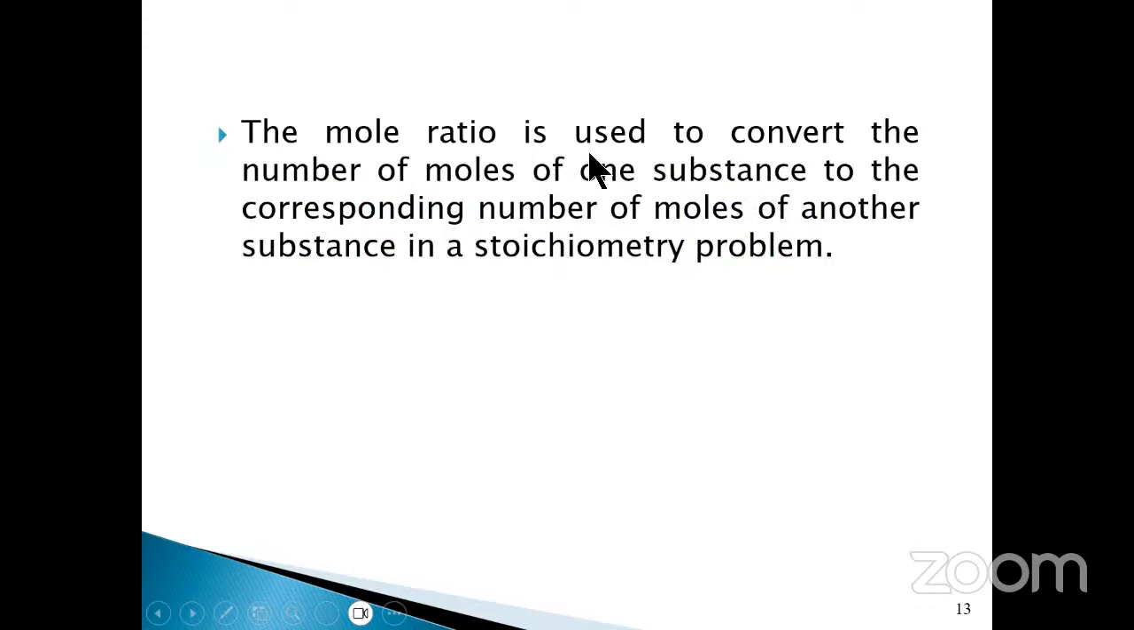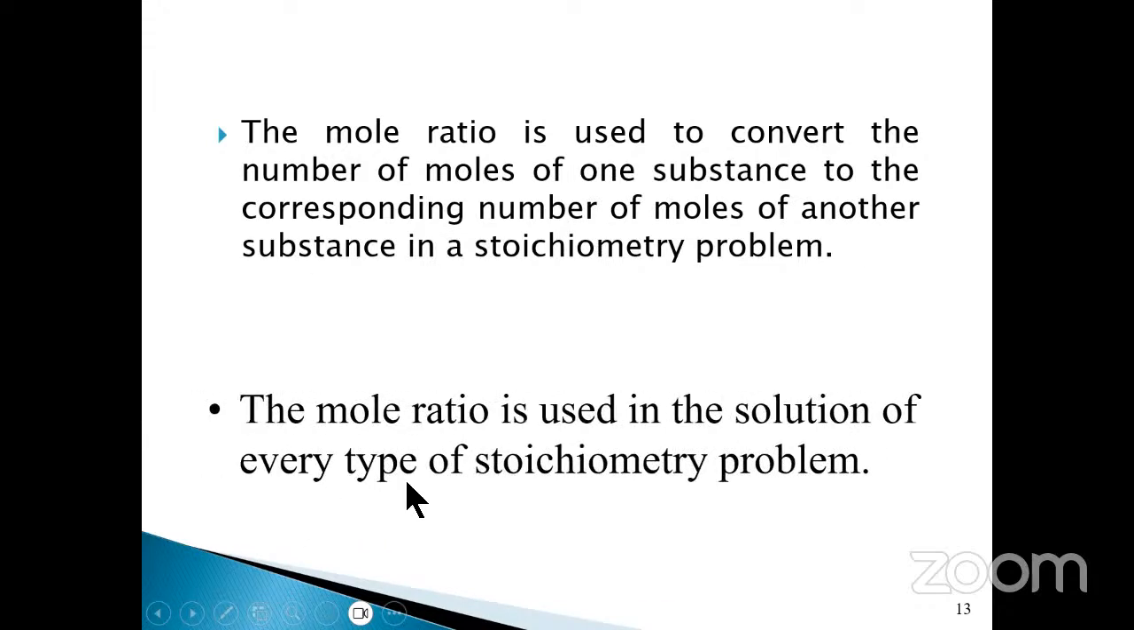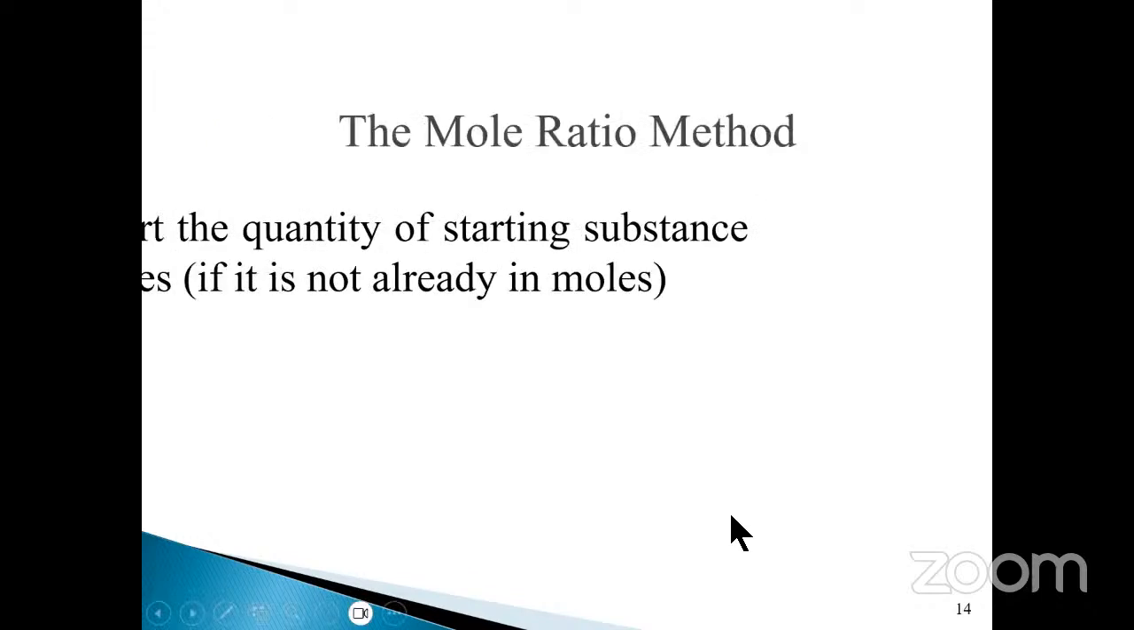So as stated here, the mole ratio is used to convert the number of moles of one substance to the corresponding number of moles of another substance in a stoichiometric problem. The mole ratio is used in a solution of every type of stoichiometric problem. And this goes back to what I said earlier. You need to have a balanced equation because the balanced equation would give you the mole ratio, the correct mole ratio, which you can use to further solve your stoichiometric problem, right?